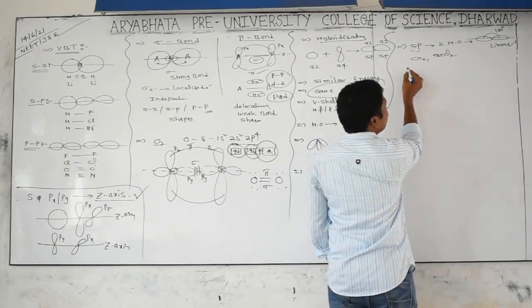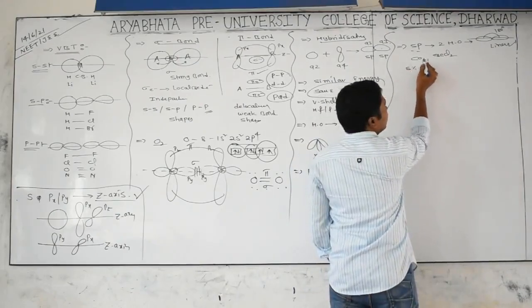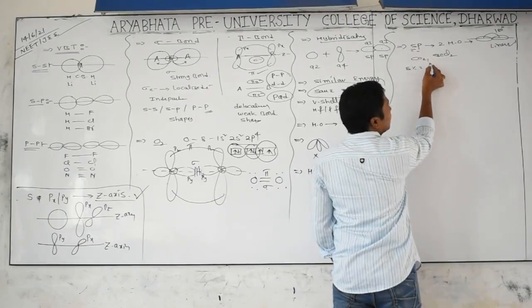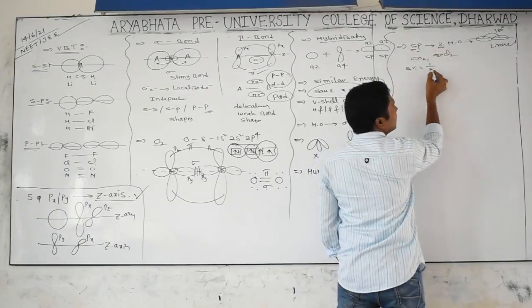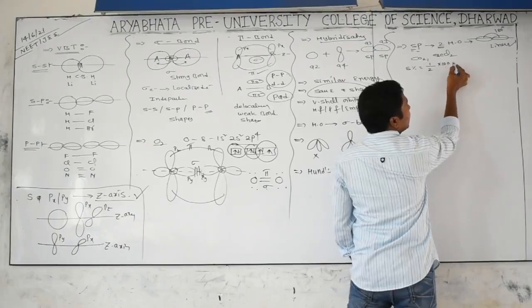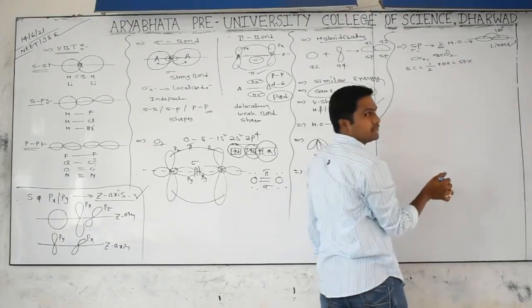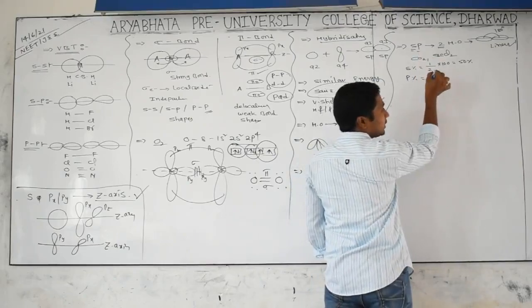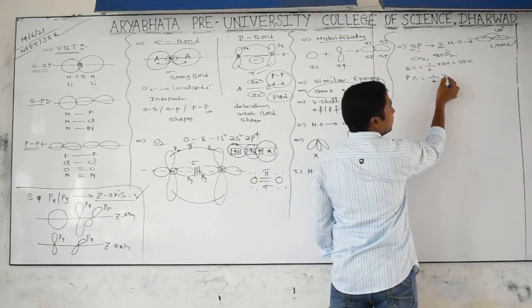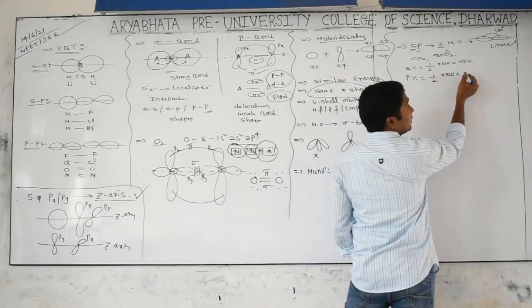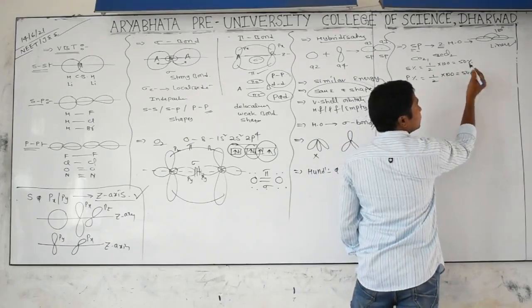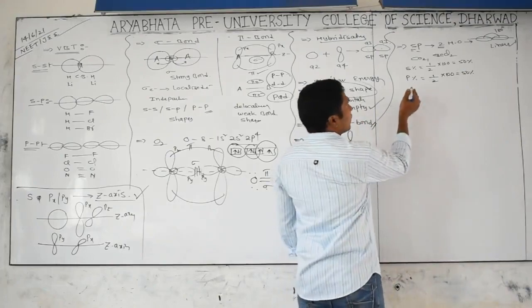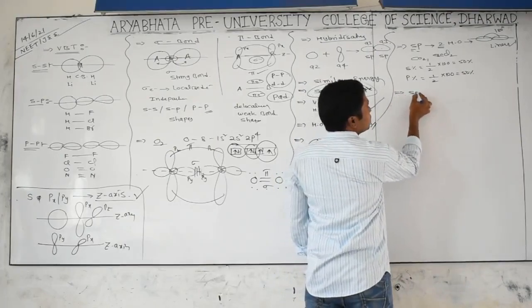Here you may ask the question: how do you get the s character percentage? How many s orbitals? 1. Total number of hybrid orbitals is 2, so 1 by 2 into 100 gives 50%. What is the percentage of p character? The number of p orbitals involved in the hybridization divided by total hybrid orbitals into 100 is again 50%.